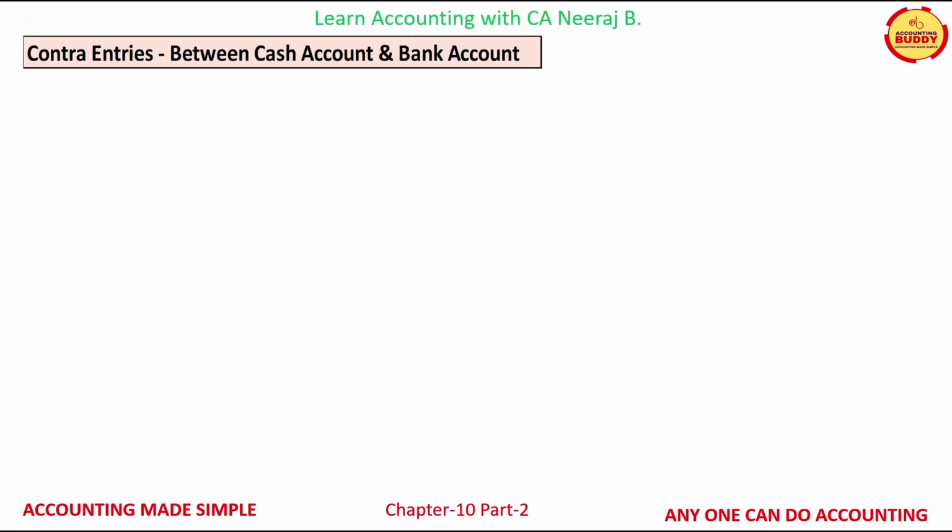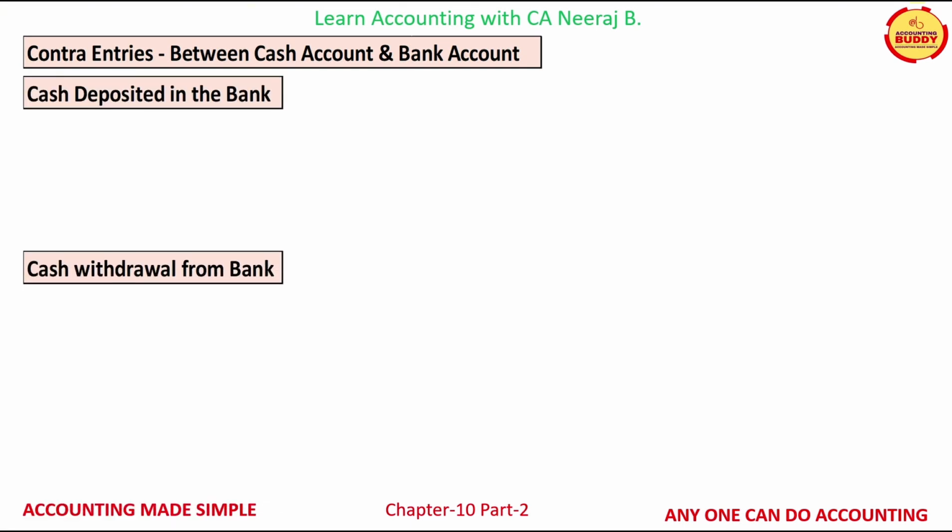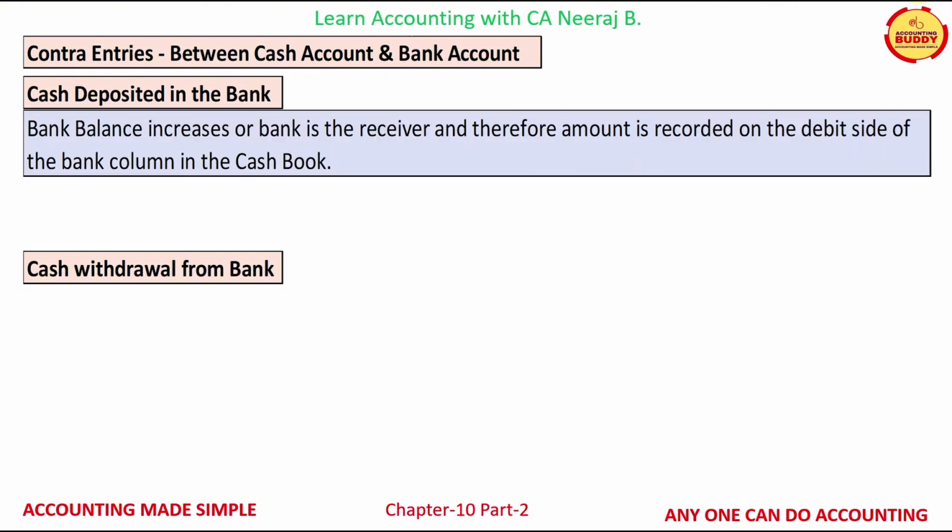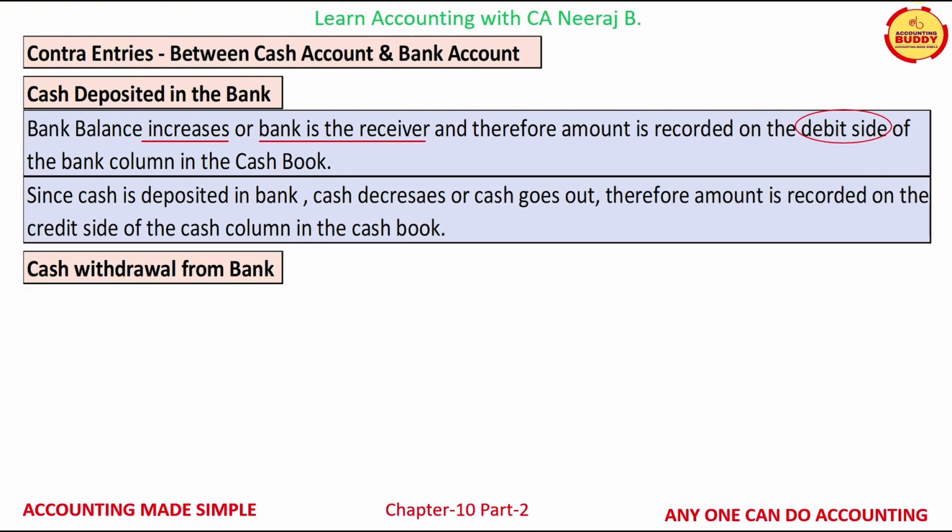In this slide, we will learn about contra entries between cash account and bank account. Contra entries will occur in two circumstances, one when cash is deposited in the bank and the second when cash is withdrawn from the bank. When cash is deposited in the bank, bank balance increases or bank is the receiver and therefore the amount is recorded on the debit side of the bank column in the cash book. Since cash is deposited in the bank, cash decreases or cash goes out, therefore amount is recorded on the credit side of the cash column of the cash book.